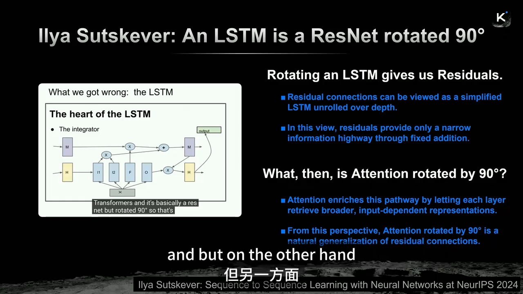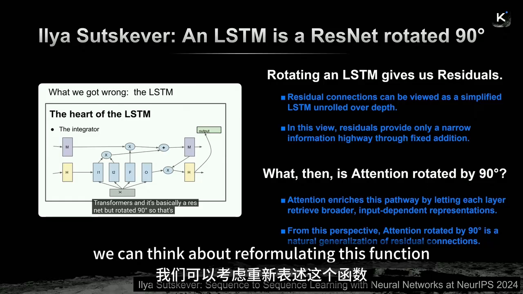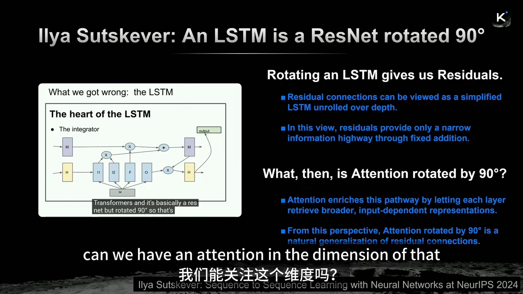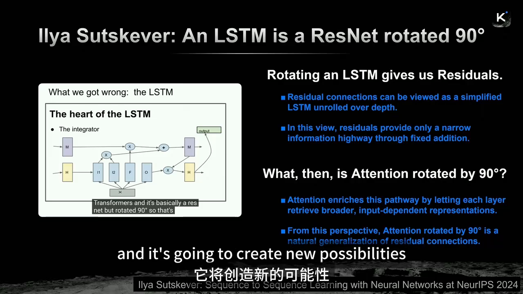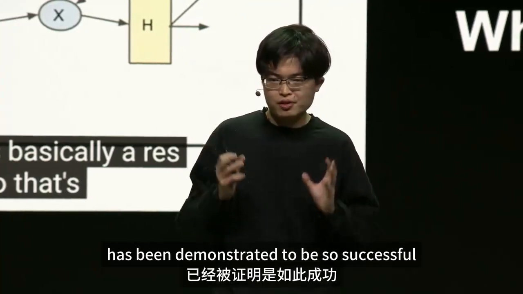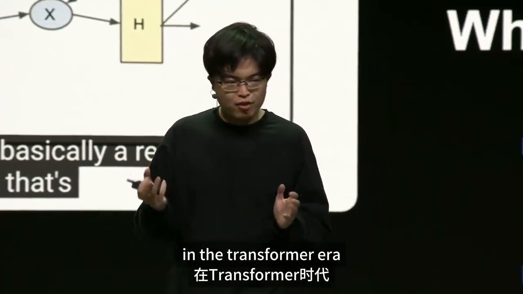But on the other hand, we can think about reformulating this function. Instead of having an LSTM, can we have an attention in the dimension of depth? It's going to create new possibilities, because attention has been demonstrated to be so successful in the transformer era.